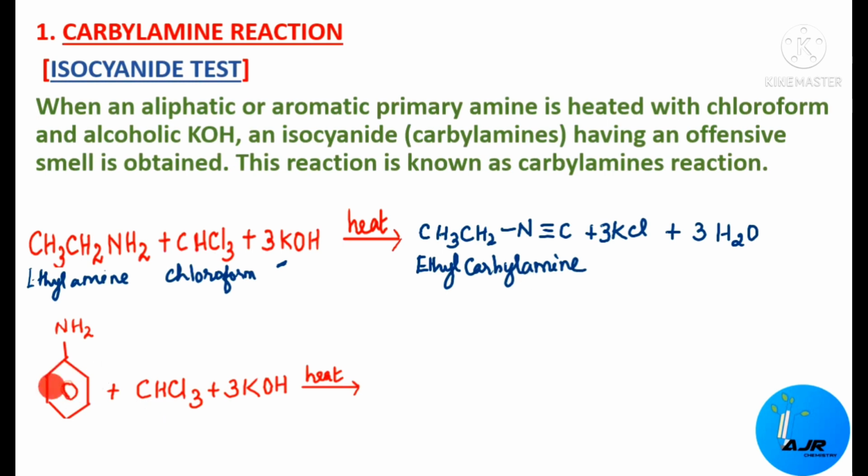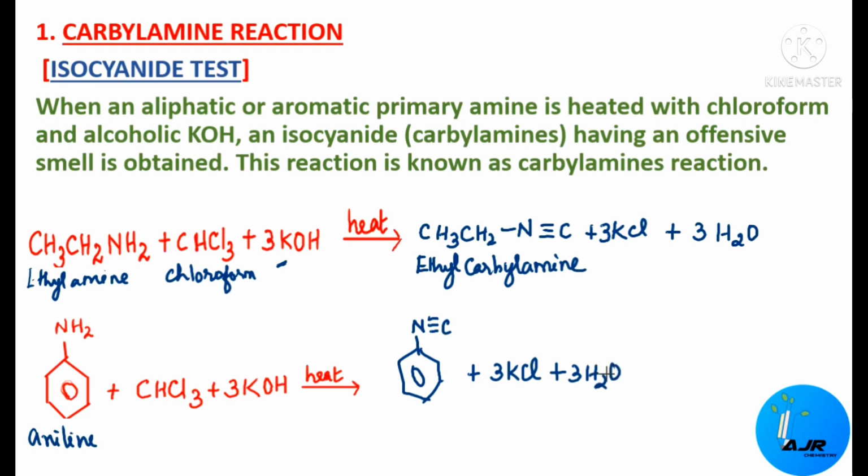Okay, now I have taken another amine, then it is an aromatic primary amine. The name of this compound you all know, this is aniline, right? When this aniline is treated with chloroform and alcoholic potash, and when this mixture is heated, we'll get phenyl carbylamine. Just the same reaction takes place, what we saw in the previous one. So here N triple bond C, phenyl isocyanide or phenyl carbylamine plus 3 KCl plus 3 H2O.